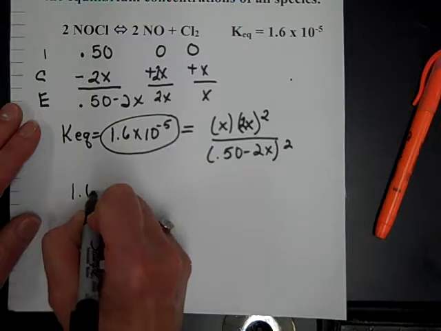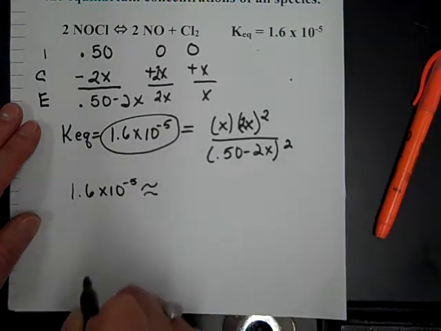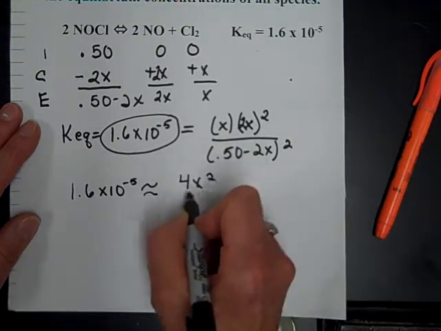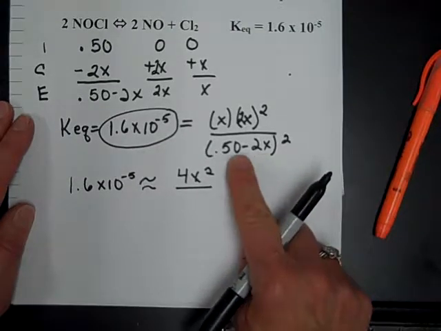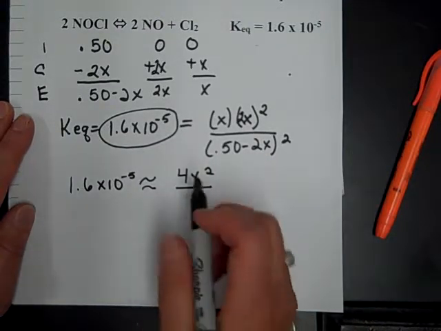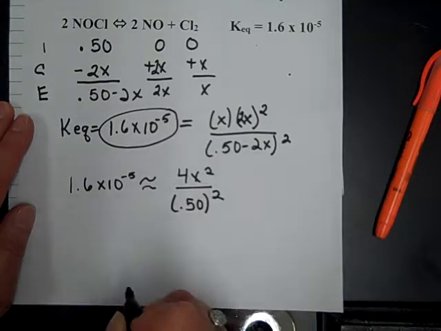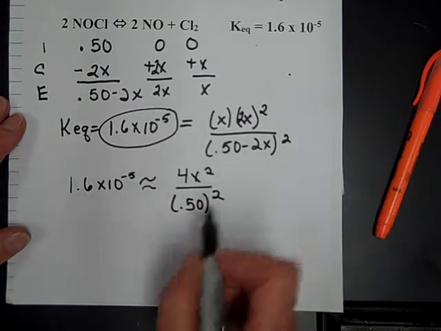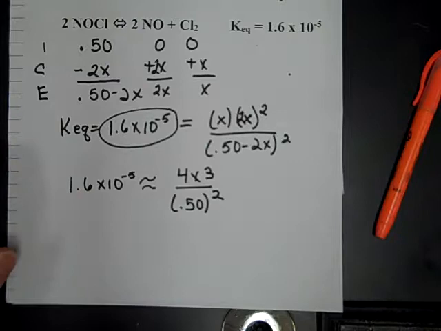So I'm going to say 1.6 times 10 to the negative fifth is approximately equal to, well, in the numerator here we have 4x cubed. And I'm saying that this x is so small compared to this that I'm just going to drop it. So I'm going to say that's 0.50 squared. Okay, and then, oops, did I forget something? Hold on, hopefully you're checking. This should be a cubed here, right?